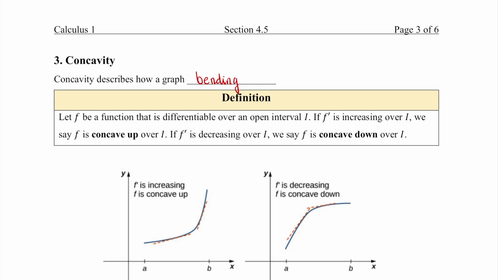To understand this idea more clearly, let's look at the formal definition. Let's say we have a function that is differentiable on an interval. If the derivative is increasing, the function is concave up. If the derivative is decreasing, then the function is concave down.